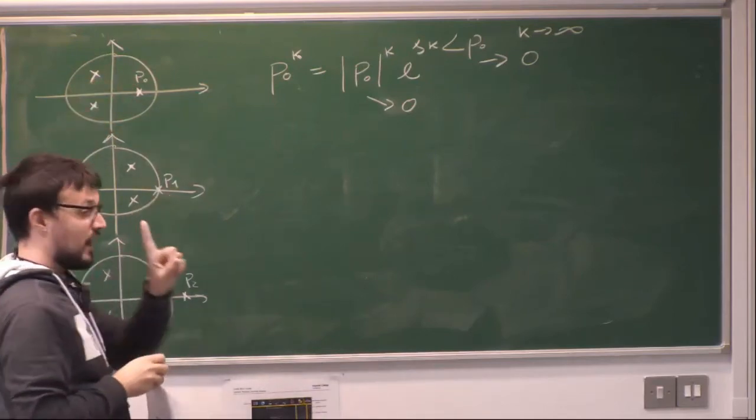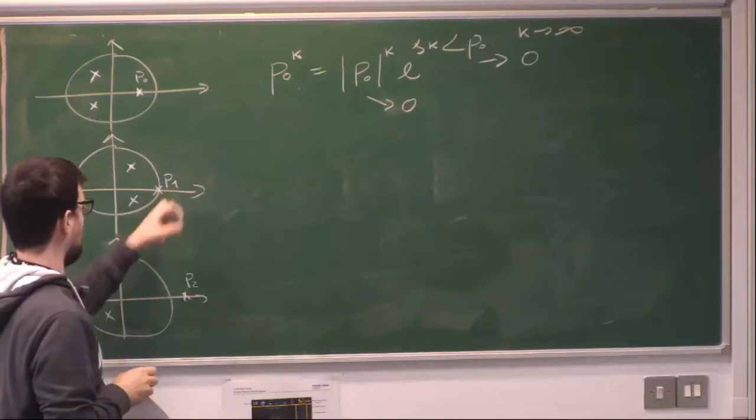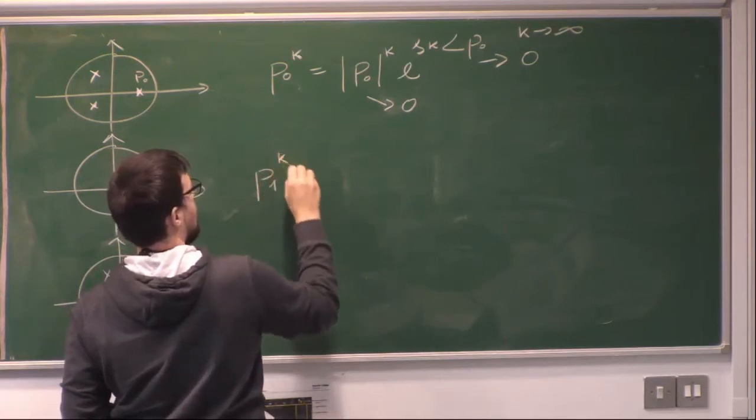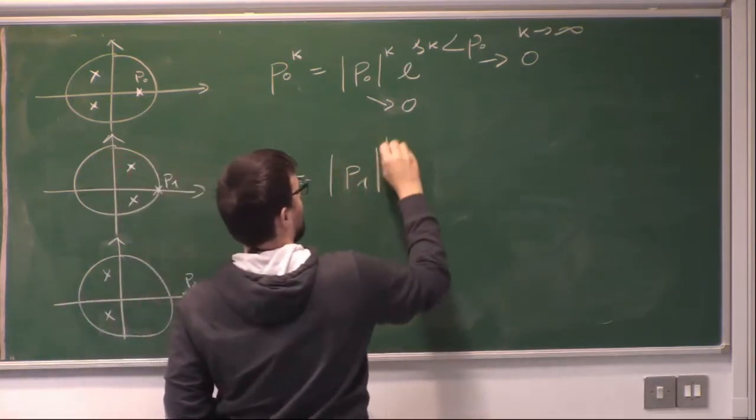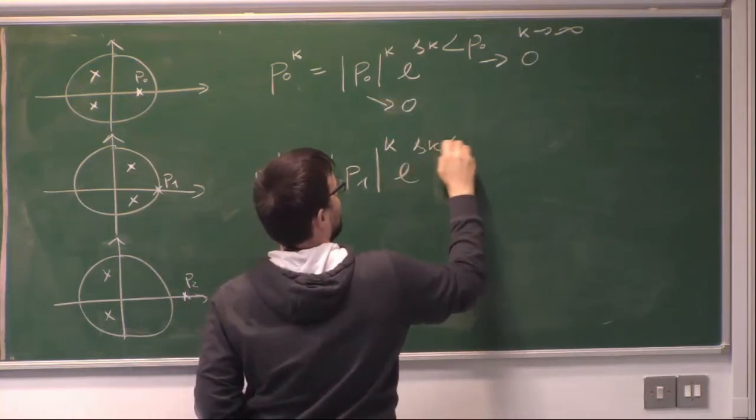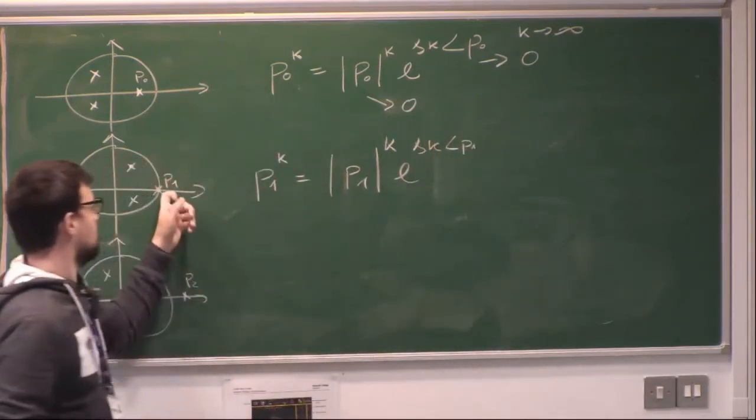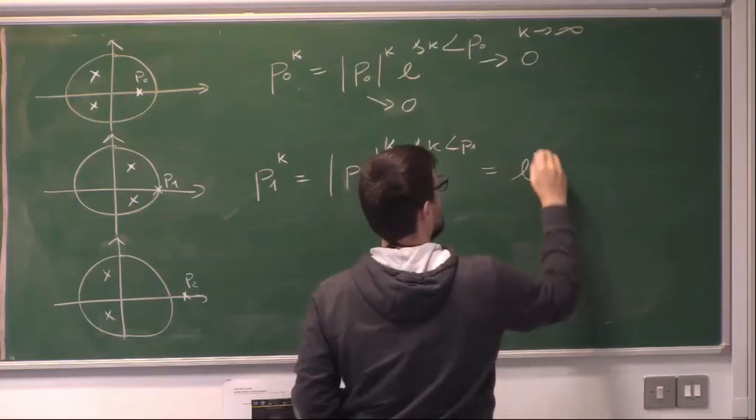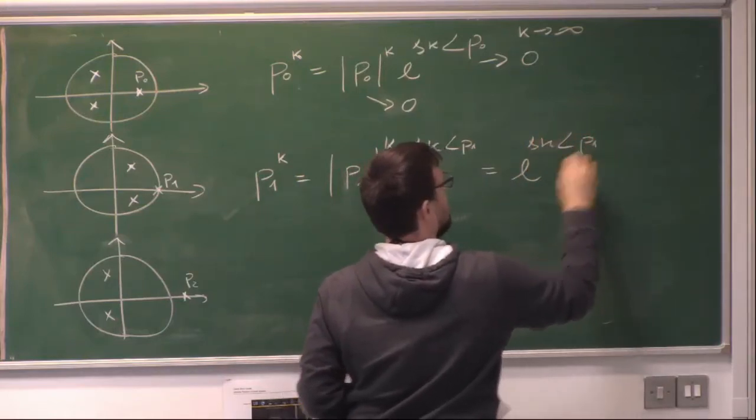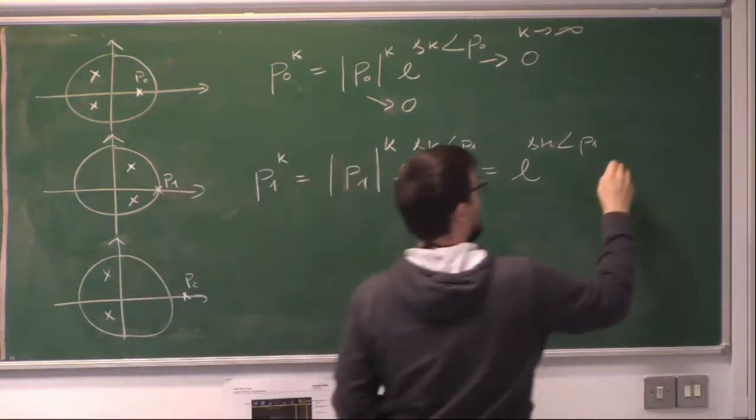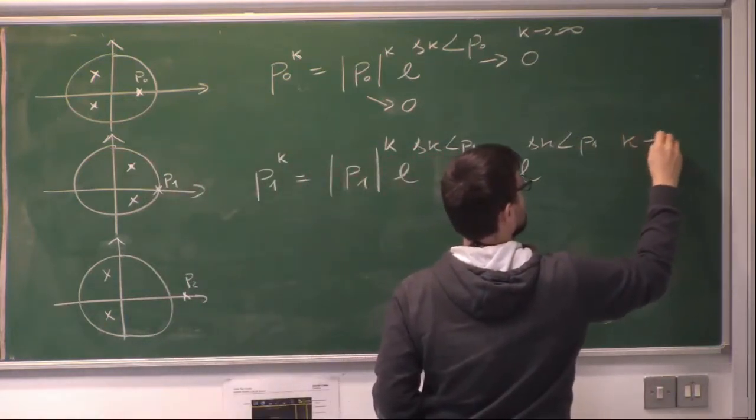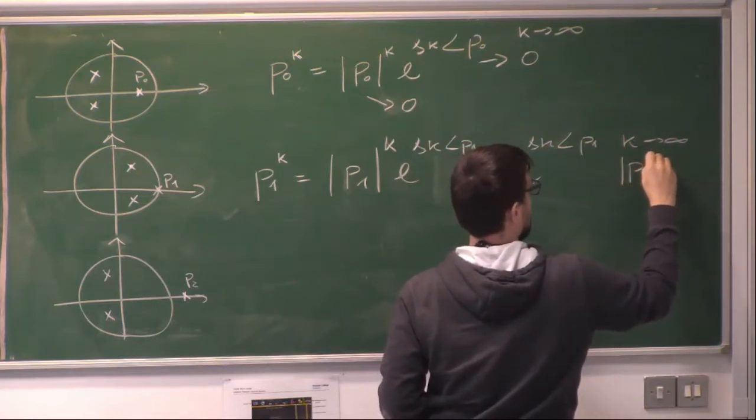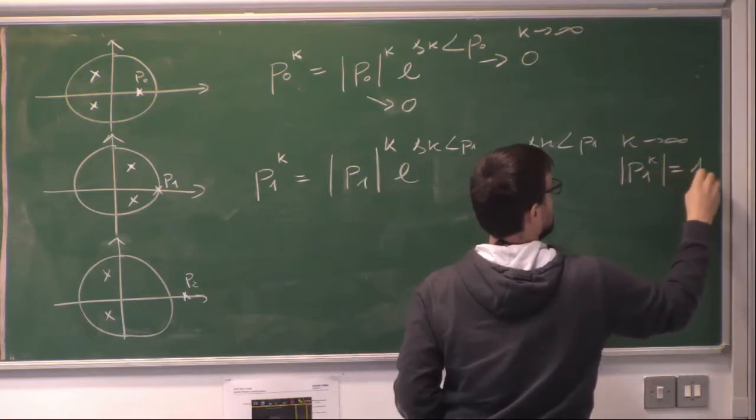What happens when we have one simple pole, so one pole on the circle? So if you have one pole on the circle, what happens is that we have p1 to the power k, and now we have the absolute value of p1 to the power k, times e to the j k phase of p1. And now we see that the absolute value of this point is 1. So 1 to the power k is actually 1, and this is equal to e to the j k phase of p1 for all k. And so for k that goes to infinity, the absolute value of p1 to the power k is actually equal to 1.